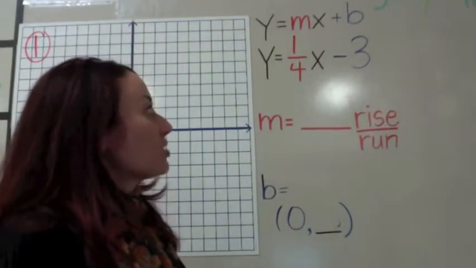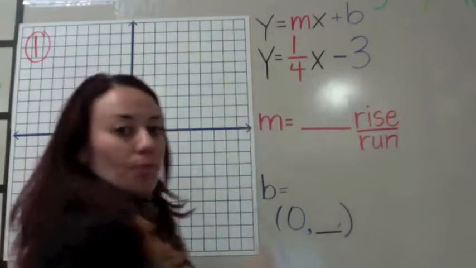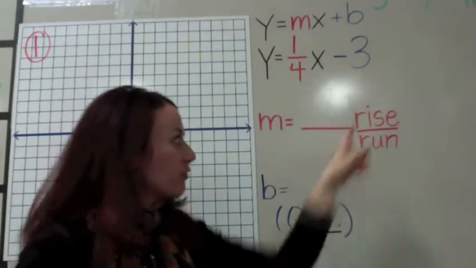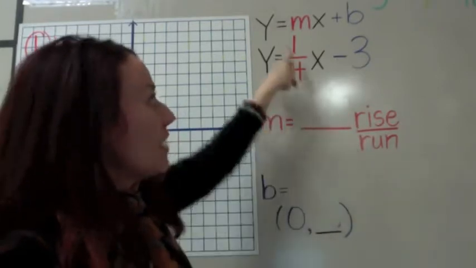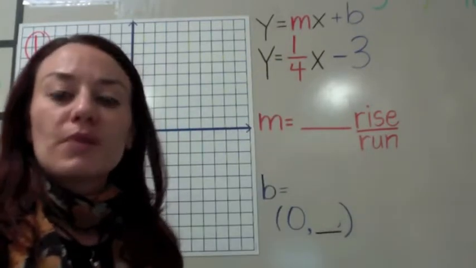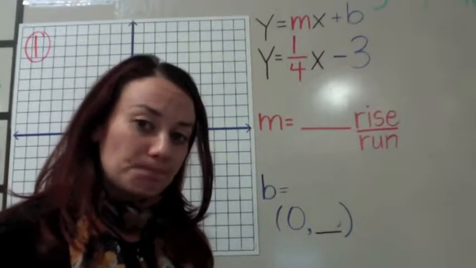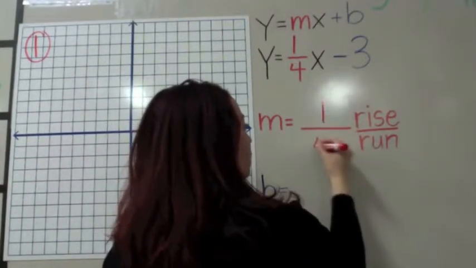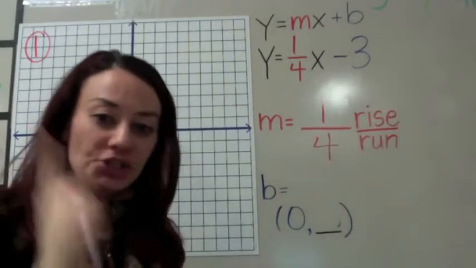Let's go ahead and start by looking at the slope. Is it already in rise over run form? It's already there. This is 1/4. Which means when we go to graph this line, you're going to rise up 1 and run over 4. But where are you going to start?